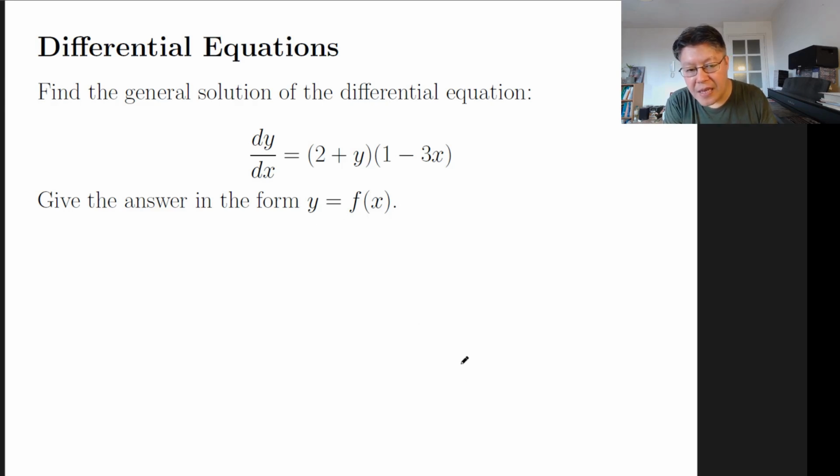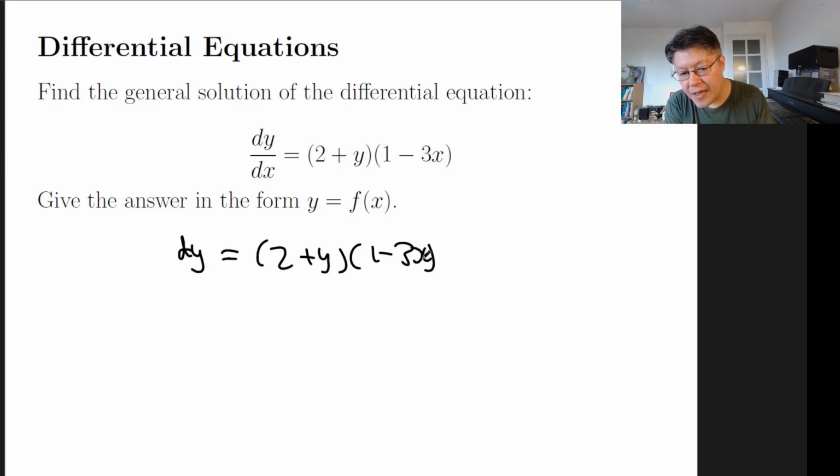So the first step when we've got the differential equation is we're going to times up the dx to the right hand side. So we get dy equals (2 plus y)(1 minus 3x) dx. So the dx has just gone up over here. And this basically means we want to get the y's on the left and the x's on the right. So we're going to divide down the 2 plus y.